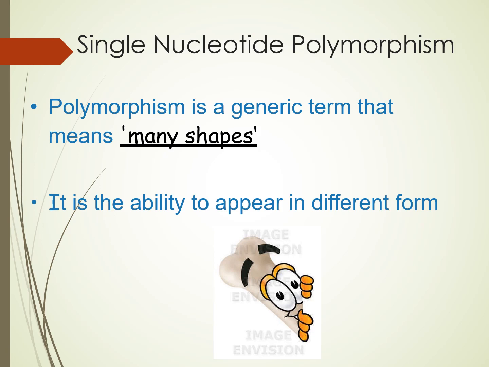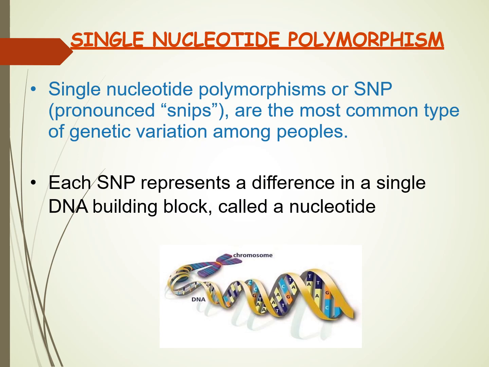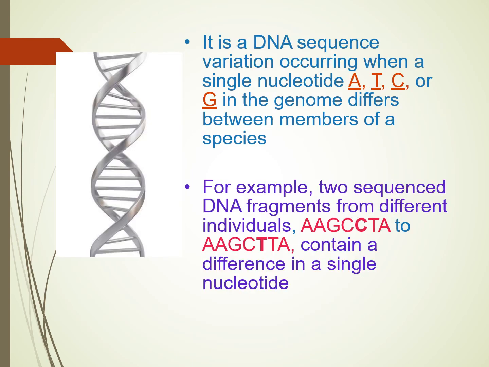Now, polymorphism, in a general term, means many shapes. In terms of genetics, it means different types of nucleotides present among the individuals in the population at a particular location. It is the ability to appear in different forms. That is another meaning of polymorphism. So single nucleotide polymorphisms, or SNPs, are the most common type of genetic variation among people. Each SNP represents a difference in a single DNA building block called a nucleotide.